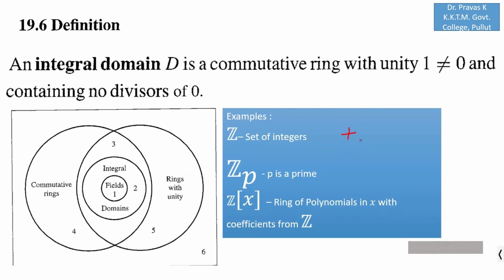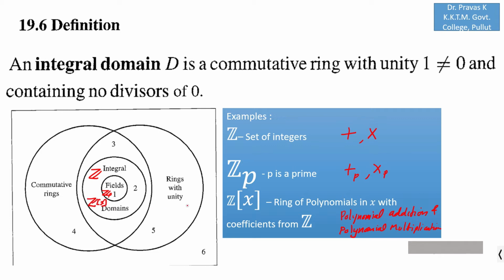As an example, the set of integers under usual addition and multiplication forms an integral domain, and the set of non-negative integers less than p, when p is a prime, under addition modulo p and multiplication modulo p is an integral domain. In fact, it is a field. And the ring of polynomials in x with coefficients from Z, which we denote by Z[x], under polynomial addition and polynomial multiplication is an integral domain.